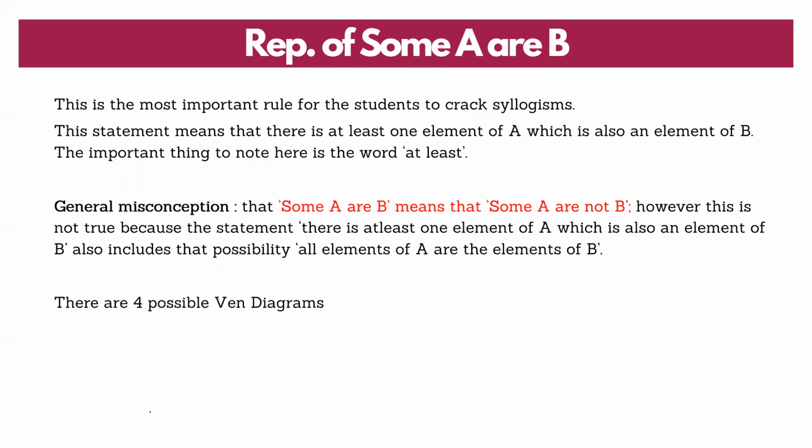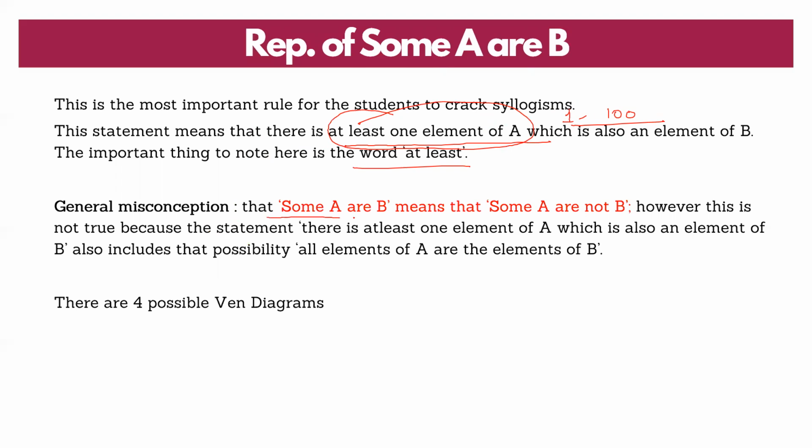Let us see the representation of some A are B. This is the most important rule, some A are B. This statement means that there is at least one element of A which is also an element of B. At least one element of A. Now, at least means from 1 to 100, everything will fall in place. Some can be 1% to 100%, anything. So at least one element of A which is also an element of B. The important thing to note here is the word at least.